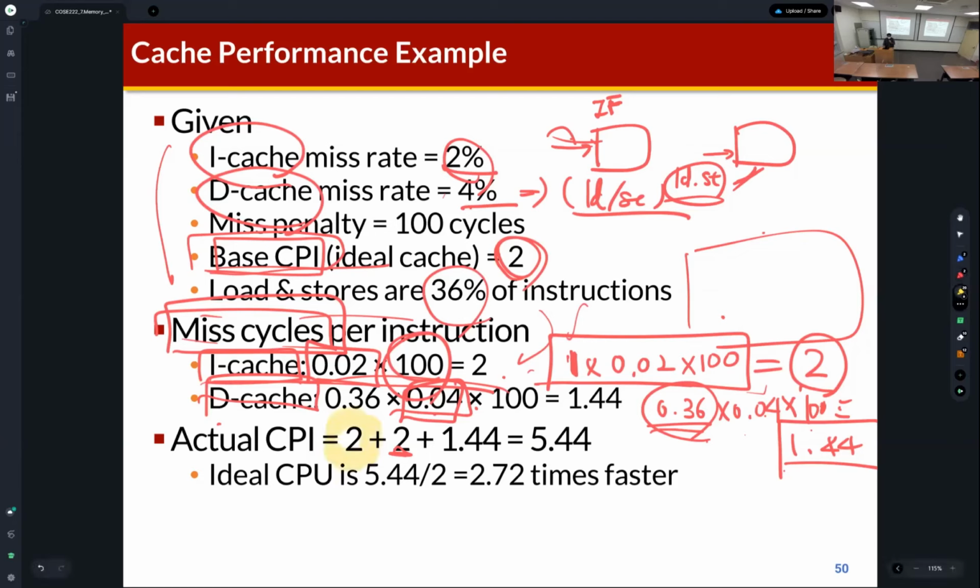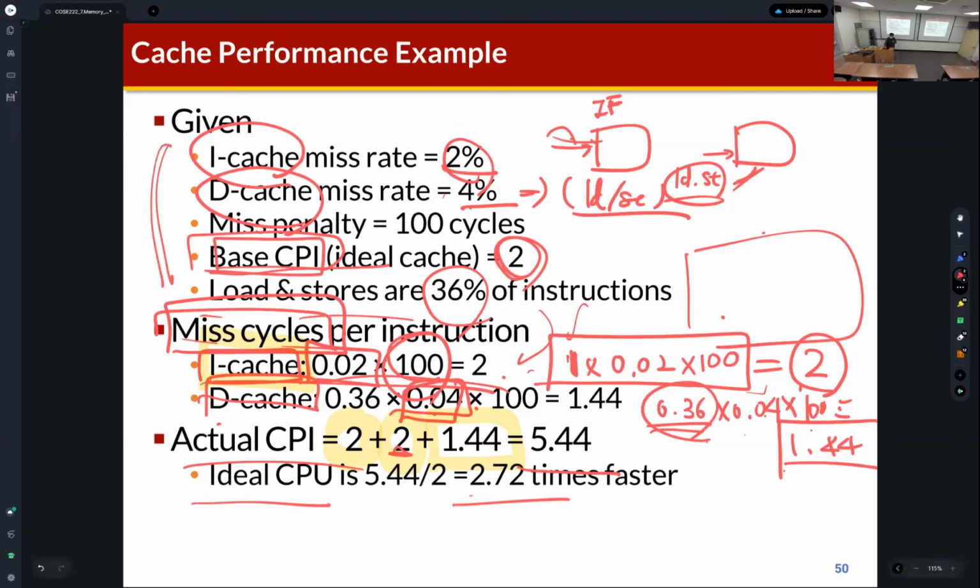The ideal CPI is 2, but the CPI is increased by instruction cache misses by 2, and also increased by data cache misses by 1.44. So the actual CPI becomes 5.44. The actual CPI is 2.72 times the ideal CPI, which means that the cache misses are considered.